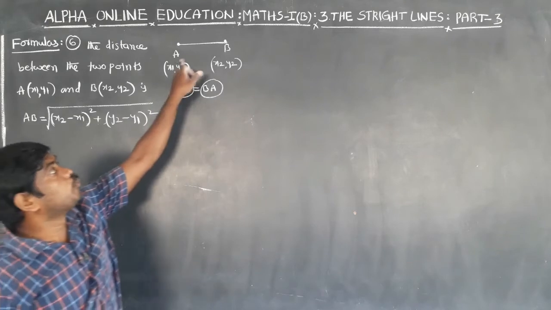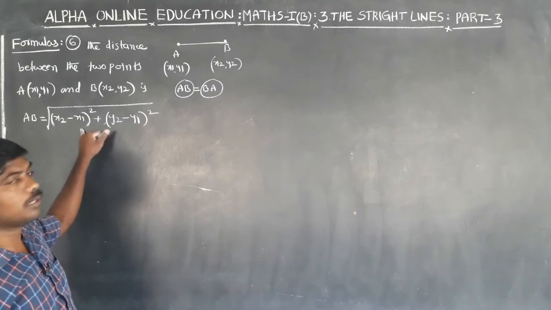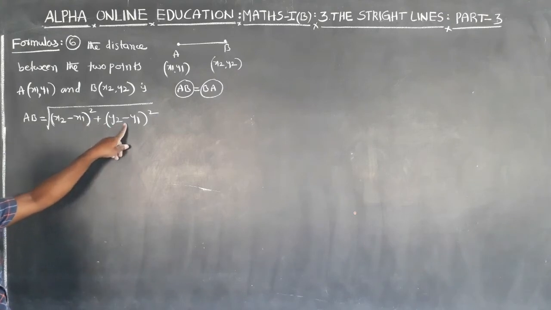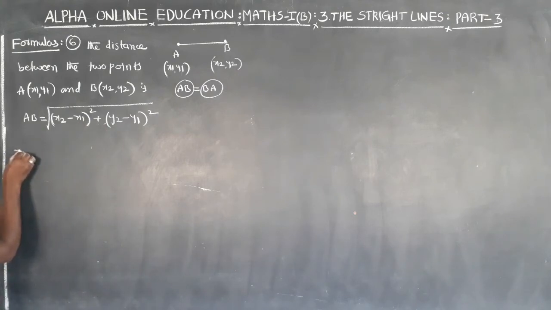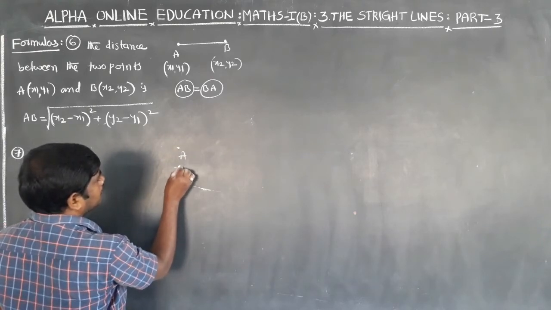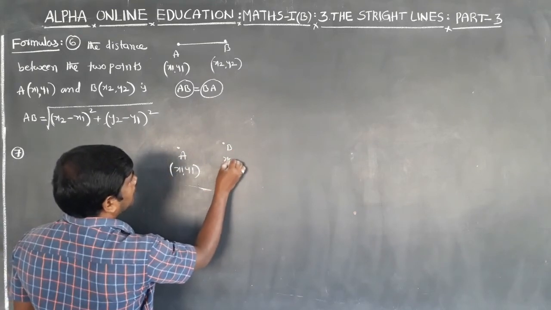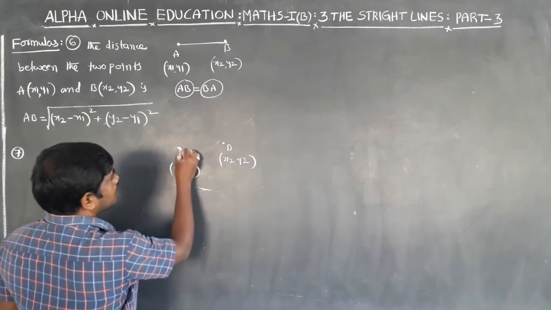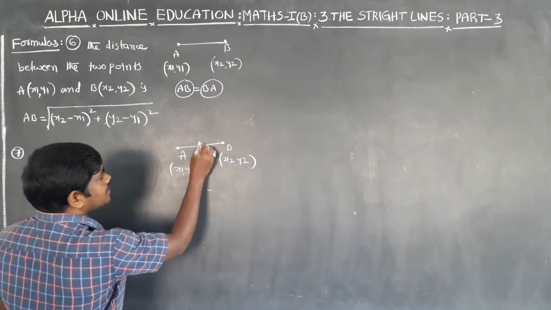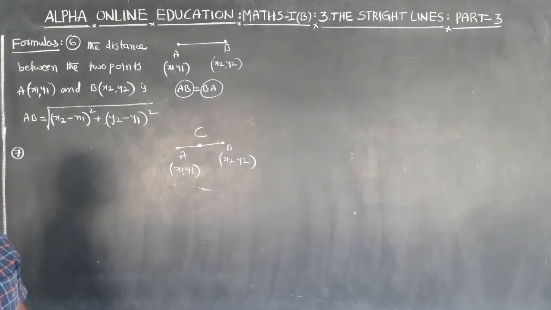Given the 2 points, find the distance between them by using the formula AB equals under root of (x2 minus x1) whole square plus (y2 minus y1) whole square. Next one, this is the point A (x1, y1), this is the point B (x2, y2). This is the distance AB, and here C is the midpoint of AB.